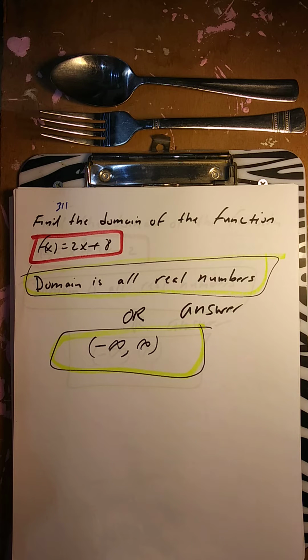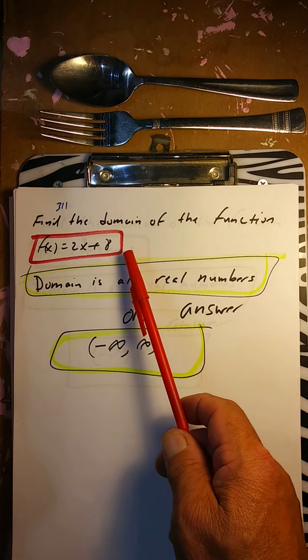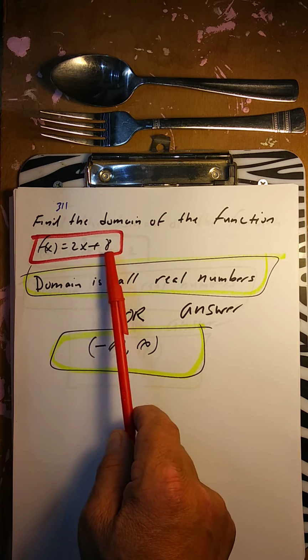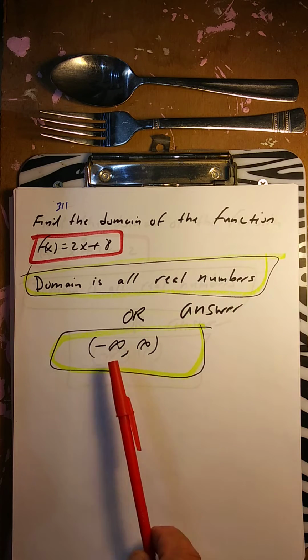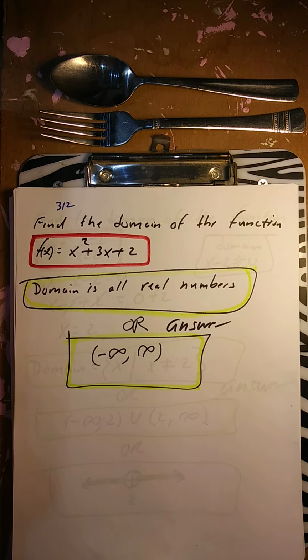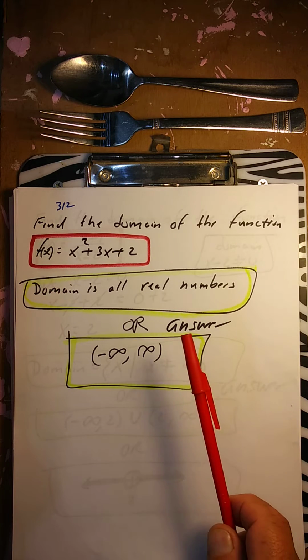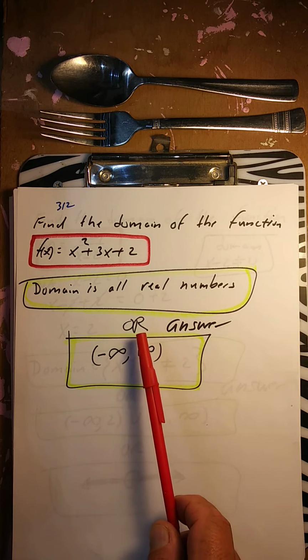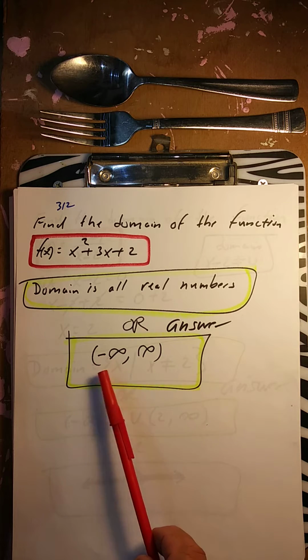Alright, find the domain. What numbers work in here? Well, all real numbers. There's no division, there's no square root, so any number you want to use in this will work. Domain is all real numbers or negative infinity to infinity. That's the answer. Okay. How about this one? Find the domain of f of x equals x squared plus 3x plus 2. Again, domain is all real numbers. There's nothing that's going to mess this problem up anywhere. Or negative infinity to infinity.